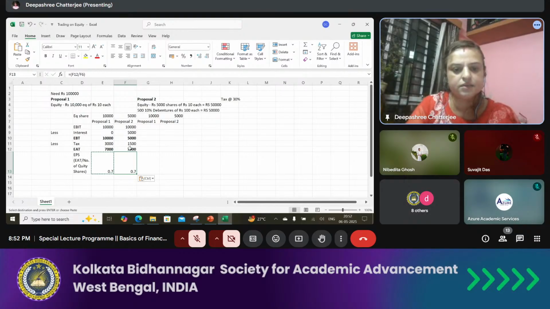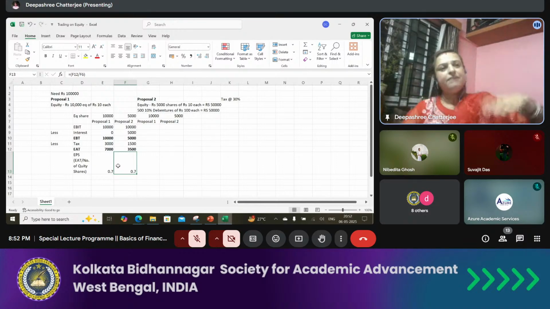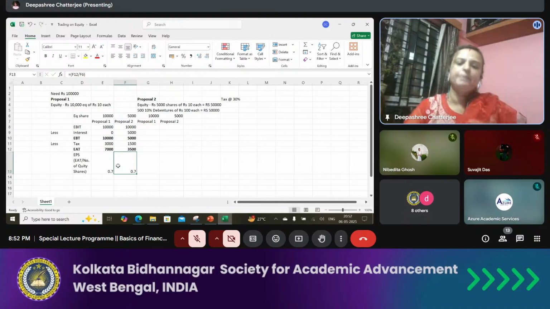This is earning after tax, 3,500 divided by 5,000, that is 0.7. So you see that earning per share is the same in both the cases, right? So equity shareholders will be happy. Whether we take 50% from debt or not, my earning per share is the same. So my earning per share is 0.7 in both the proposals.